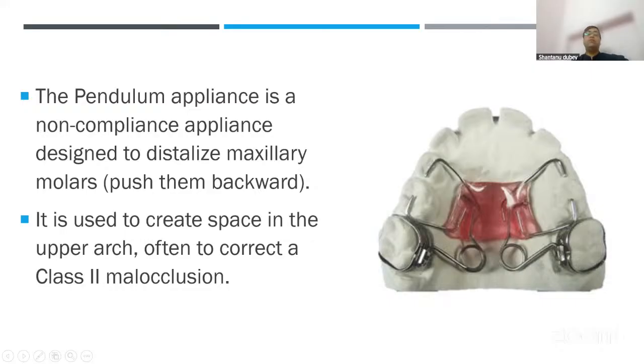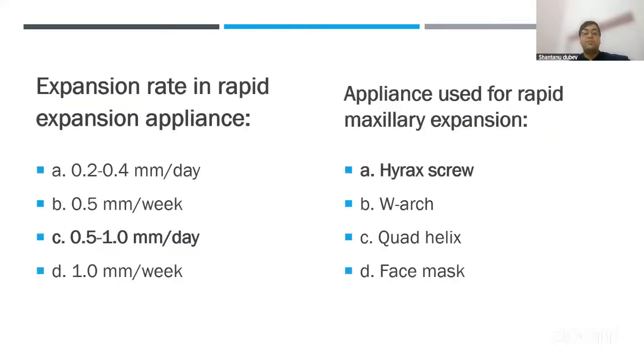It is used for the correction of class 2. Of course, if you distalize the molar from class 2 position, it will come into class 1. It will only come if a maxillary molar is distalized. So that is also a hint that maxillary molar is being distalized.